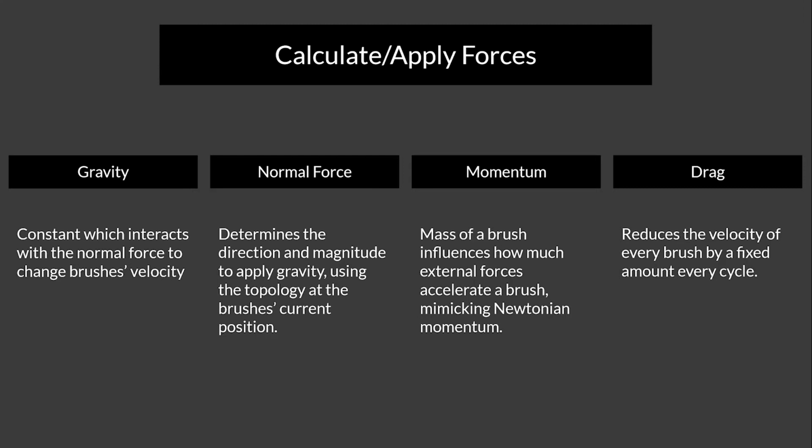We also have momentum, which is just a fancy way of saying velocity with mass. The existence of mass on our particles influences, or tempers, how outside forces cause the particle to accelerate. And this very much mimics the Newtonian concept of momentum. And lastly, there is drag, which just reduces the velocity of every brush by a fixed amount every time. It's nothing too complex. It's simply multiplying it by some number that's less than 1 but greater than 0.